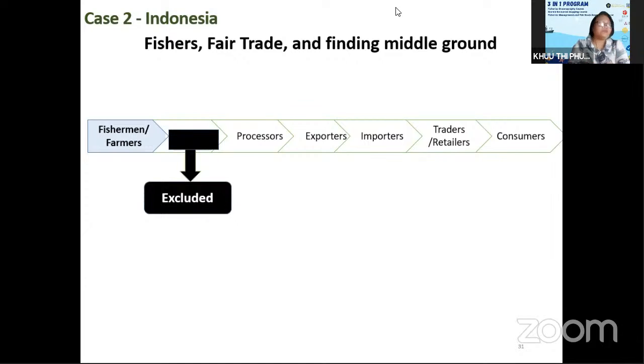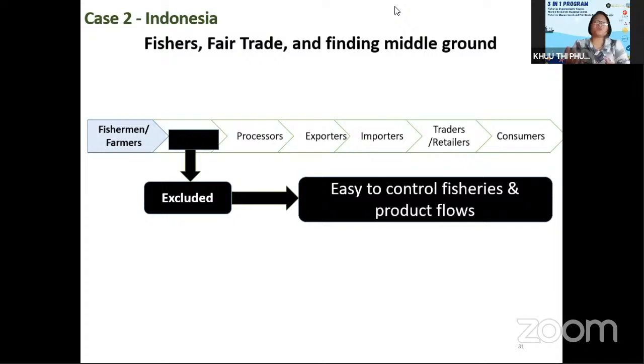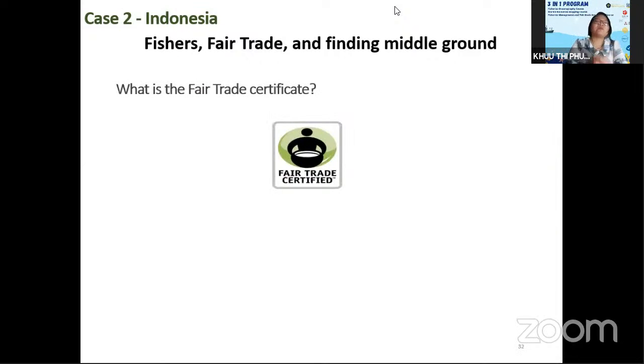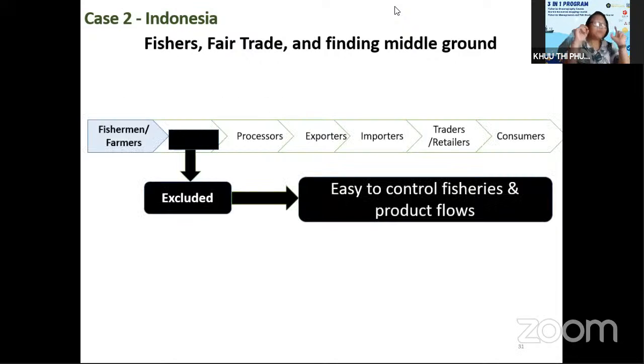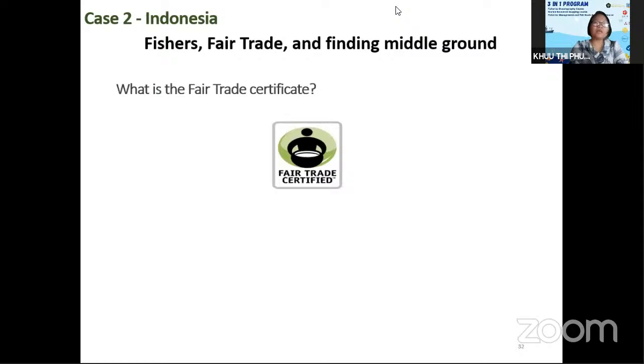If we can exclude them, it's easy to control fisheries and product flows, because in this case the product will be provided directly from fishermen to processors. But it's very difficult because middlemen have very strong power in the supply chain in our countries. And what is fair trade certified? What will I talk about in this case?